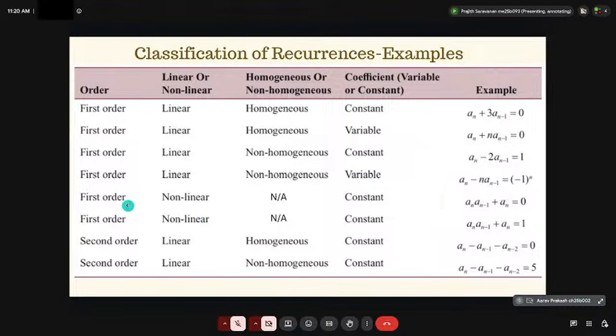Next, we'll go to non-linear ones. These are non-linear because there is a product term here and a product term here. Because of this product term, they become non-linear, and there is no sense of homogeneity for non-linear recurrences, so we don't talk about that.